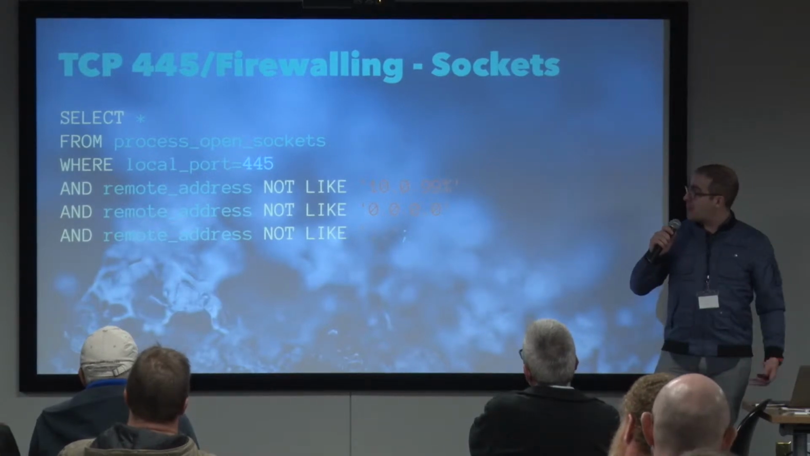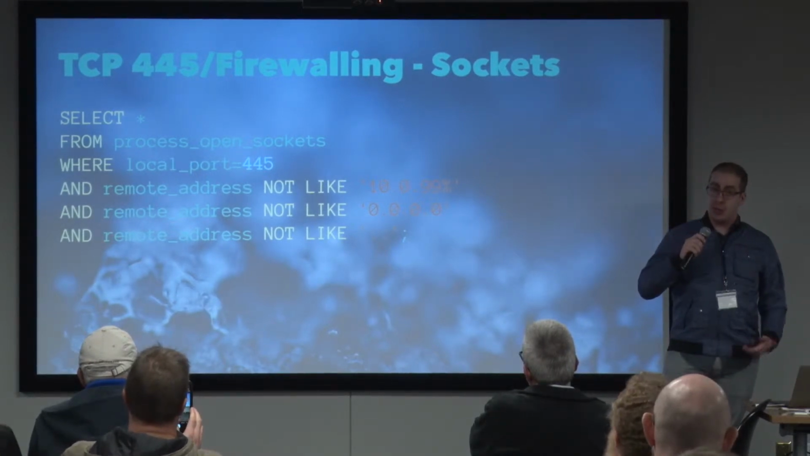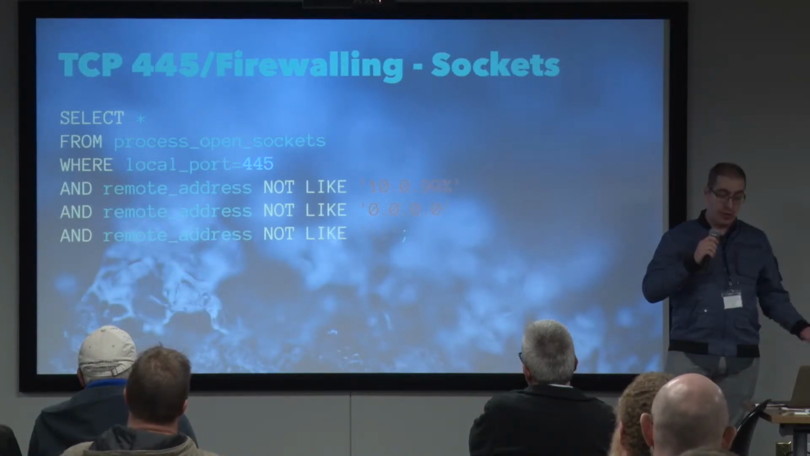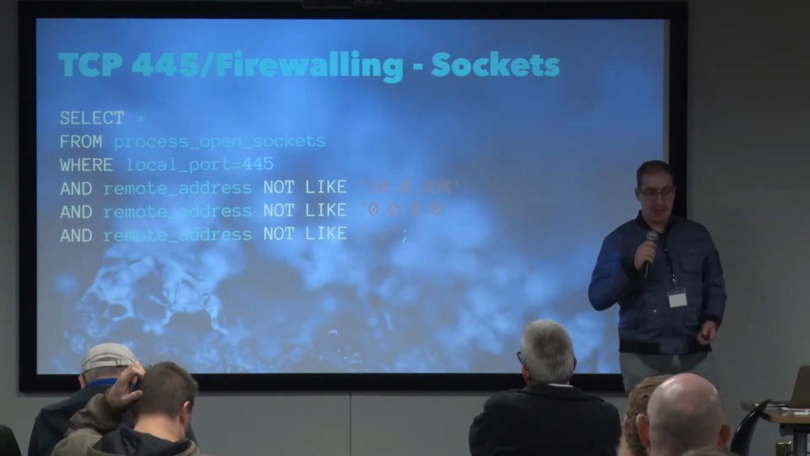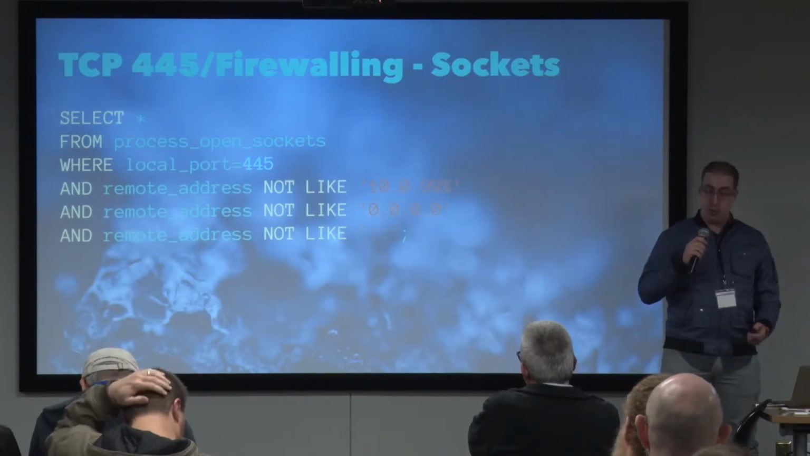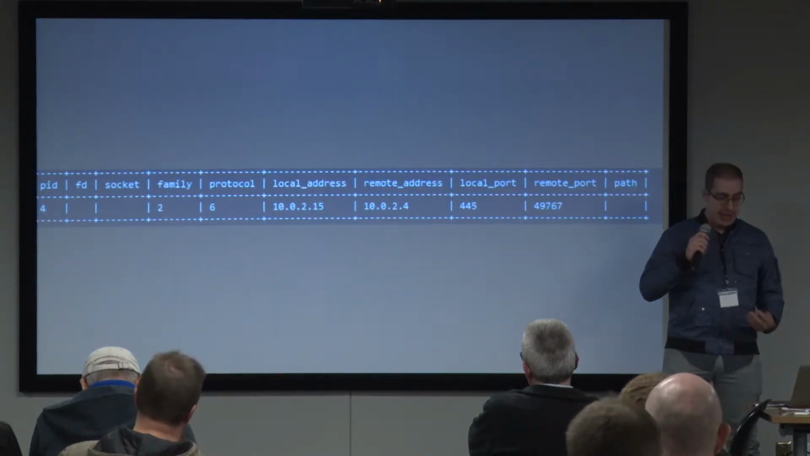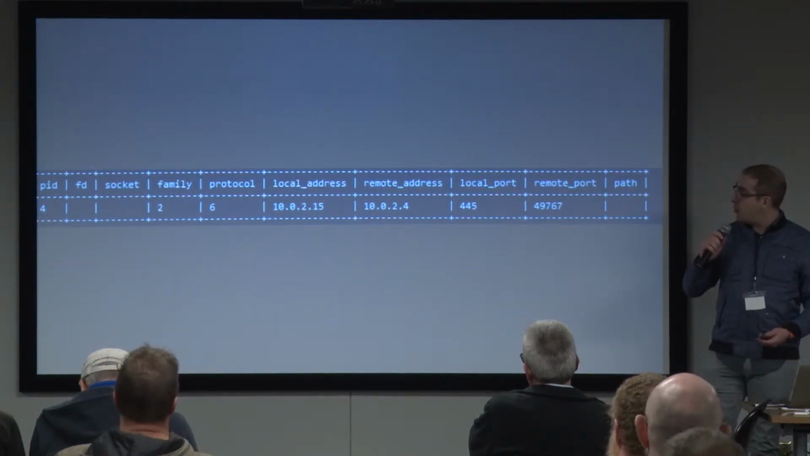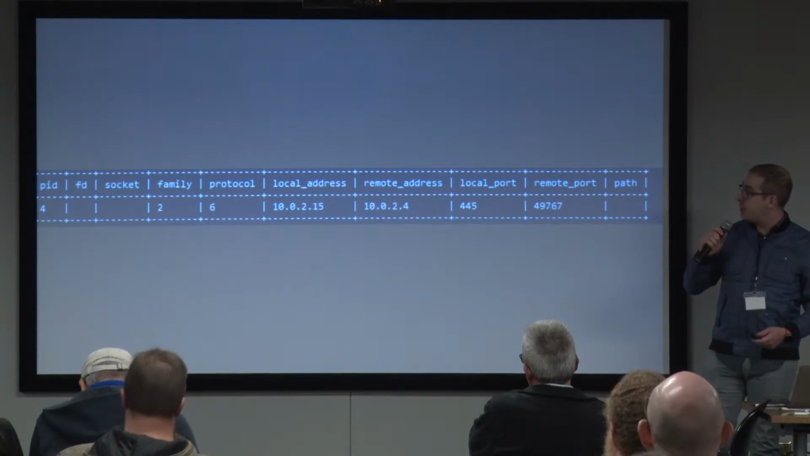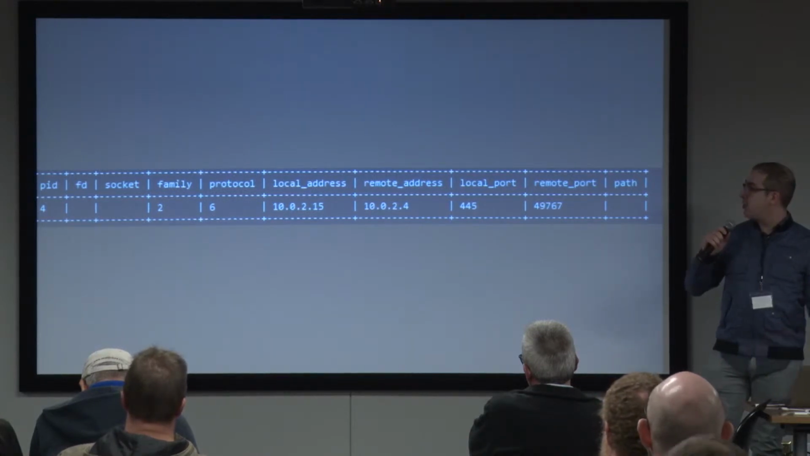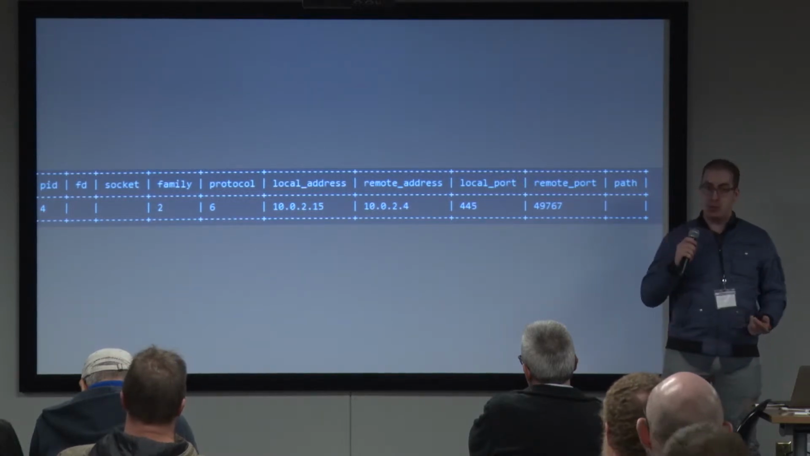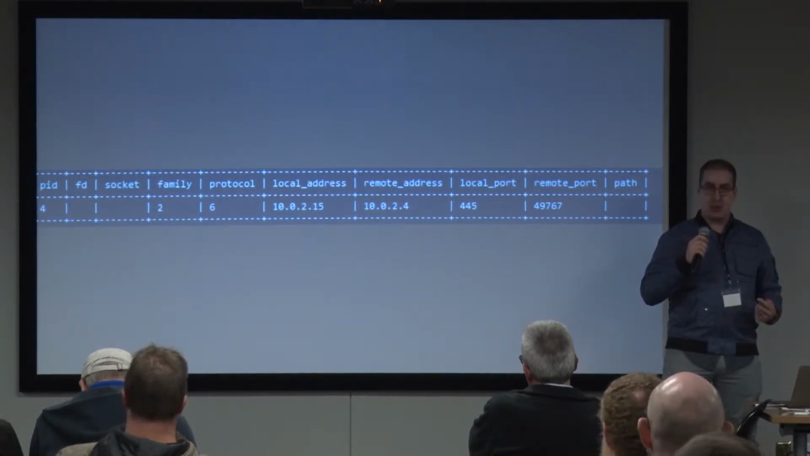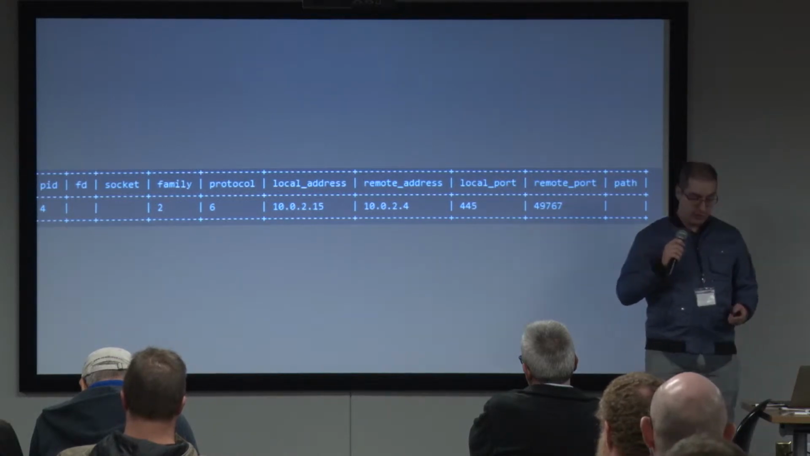So there's a process open sockets table in OSQuery, which lets you see what sockets are open. So it's actually extremely easy to create a query that is looking for anything that's not your localhost or your expected management subnet connecting to port 445. If I ran that, I would get this, and I would know that my address ending with 15 received a connection from the one ending with 4, which is not whitelisted. So now I know I have a lateral movement problem. It doesn't make any sense that these two workstations would see each other on port 445.